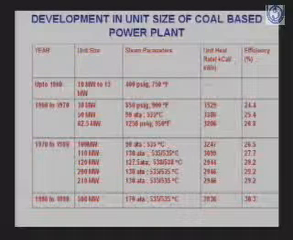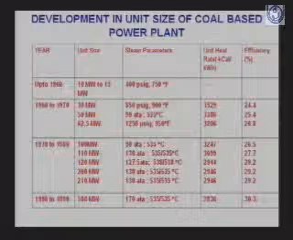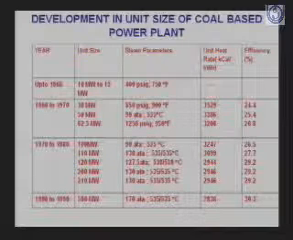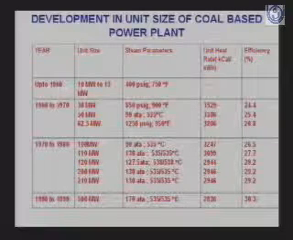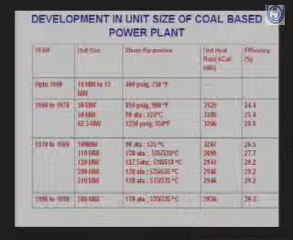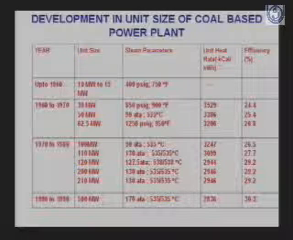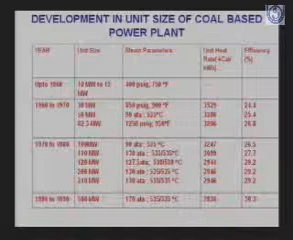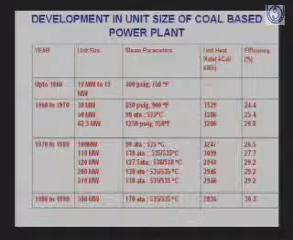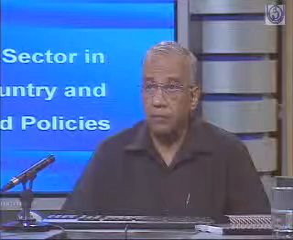Now 1980 to 1990, we had 500 megawatt units in the country, and you can see that the pressure increased to 170 kg per centimeter square absolute, and 535 and 535. Now one can question that you went on increasing the unit size but did not exceed the temperatures beyond 535 by 535 centigrade temperature.